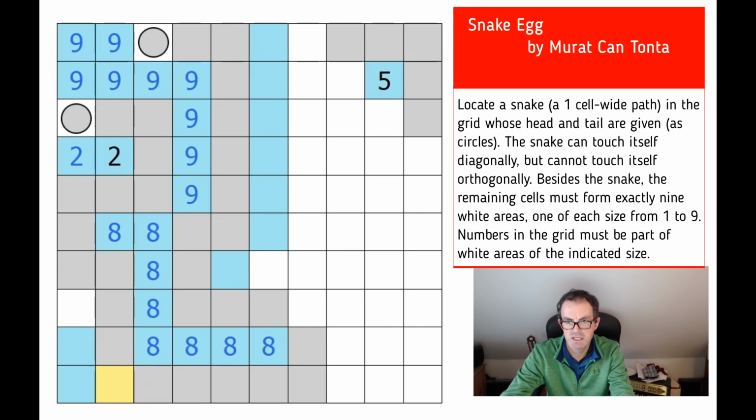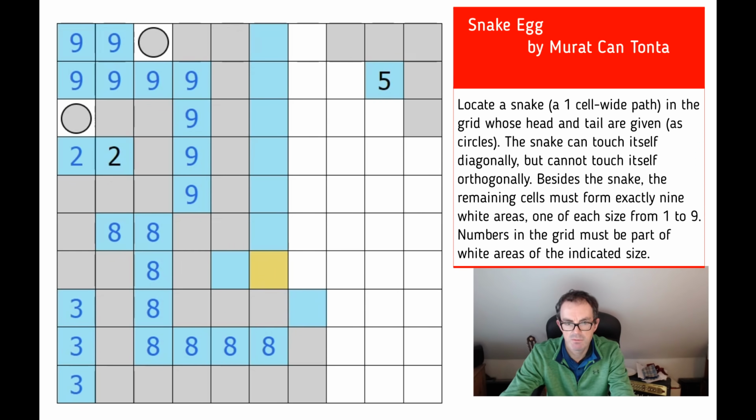That must be snake. And this must be blue. And this region is of size 3. Wow. Now, what can we do? Well, now we have to be very careful because I can't make this snake because then the snake will never have gone up here. So that's blue.